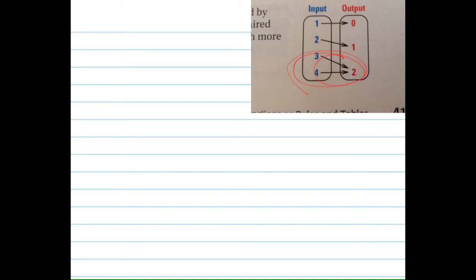Now we said the rule was each input can have only one output. It's okay for an output to have more than one input. So it's okay for 2 arrows to go into the same number as long as there aren't 2 arrows coming out of the same number. So for instance, if I had an arrow like this, then I'd have a problem, because then the input of 3 would have 2 outputs. Make sense? Okay. So it's important to note the difference.